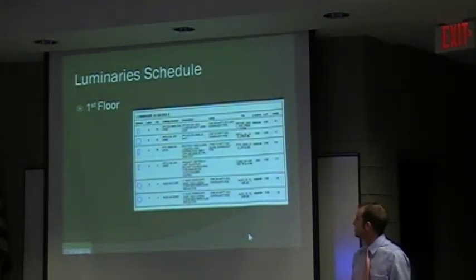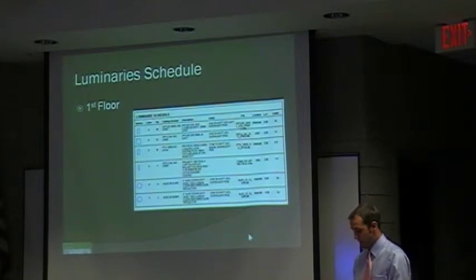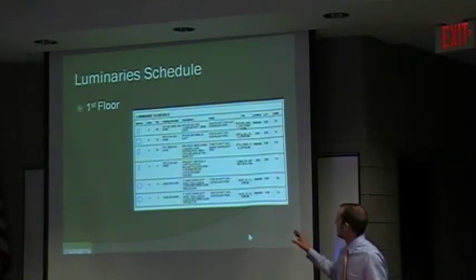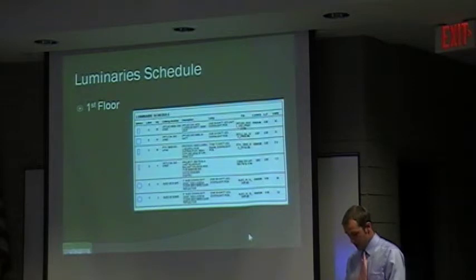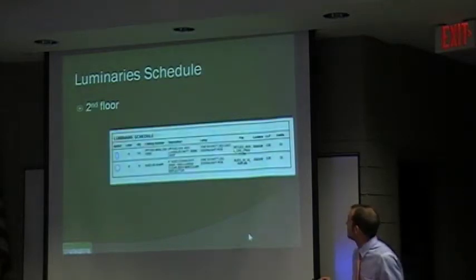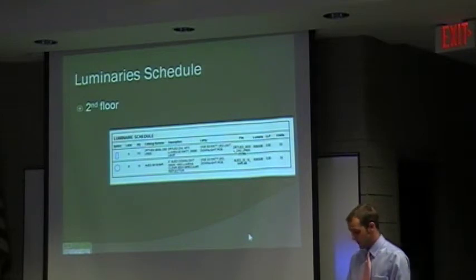This is our schedule showing the different types of lights we used on the first floor. Pretty standard 2x4, 2x2, and then 4-inch regular bulbs as well. They are all LEDs, so they're a little bit more efficient when it comes to cost and energy use. Same idea here on the second floor. On the second floor we use 6-inch LEDs and also 2x4 50-watt LEDs. The 6-inch ones were 32 watts.